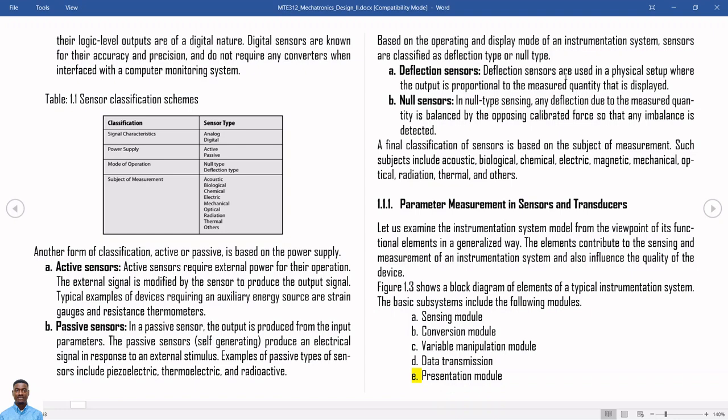Also, we have what we call the deflection sensors and the null sensors.